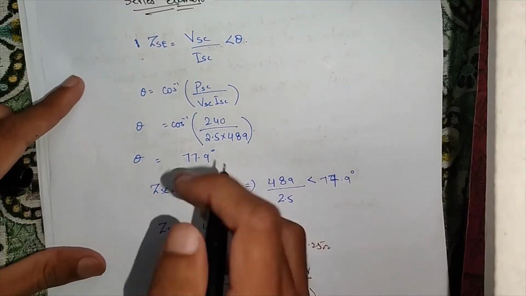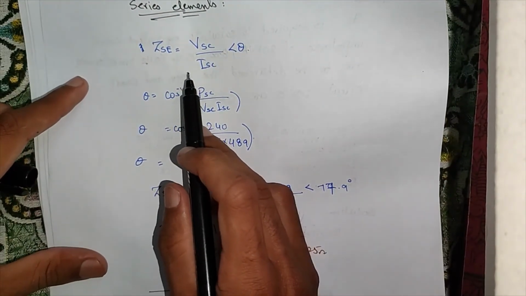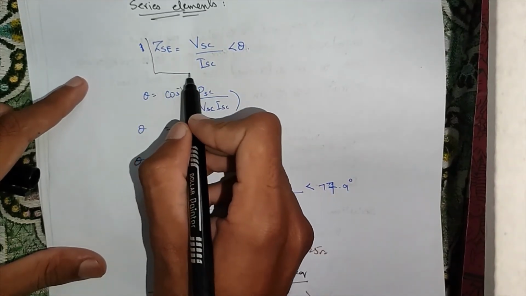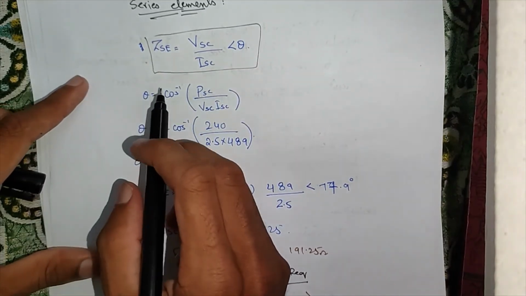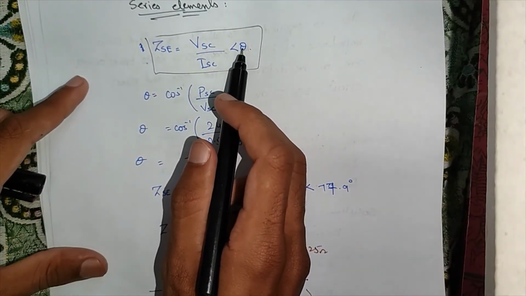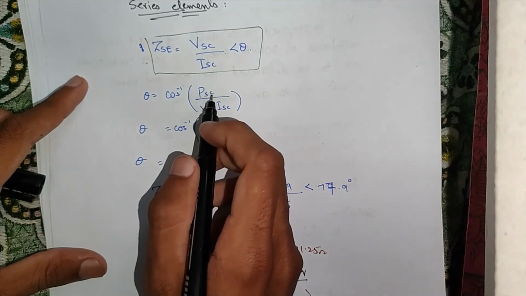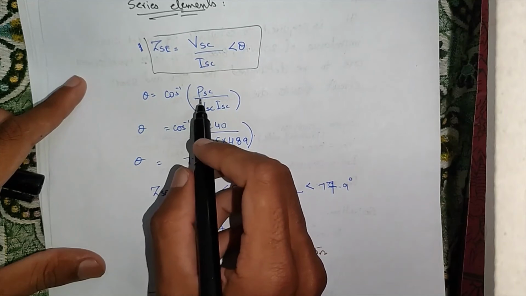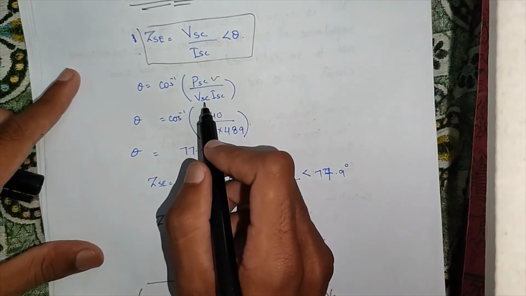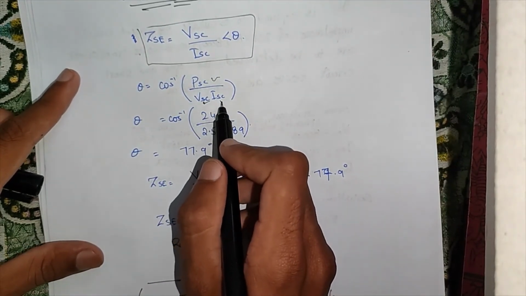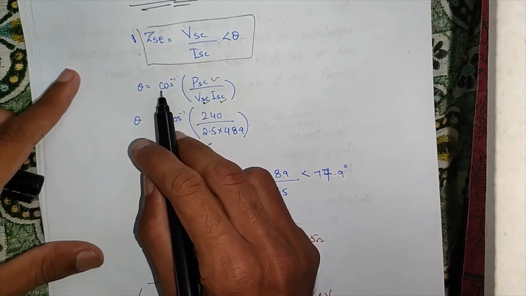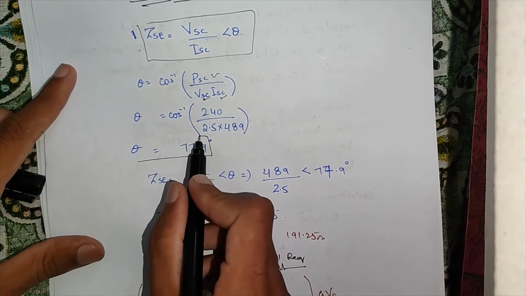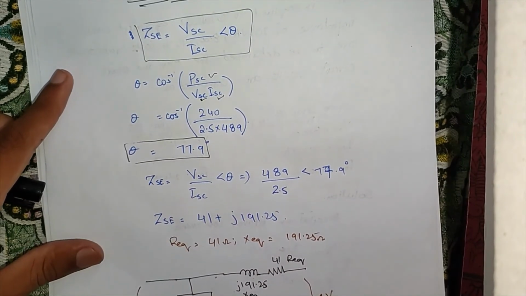Short circuit test will give us the value of our series element. Now for this we calculate impedance, not admittance. For impedance, the phase angle is computed similarly as computed in open circuit test. So put the values of short circuit power, short circuit voltage and short circuit current and take the cos inverse of these values. You will get the phase angle as 77.9 degrees.